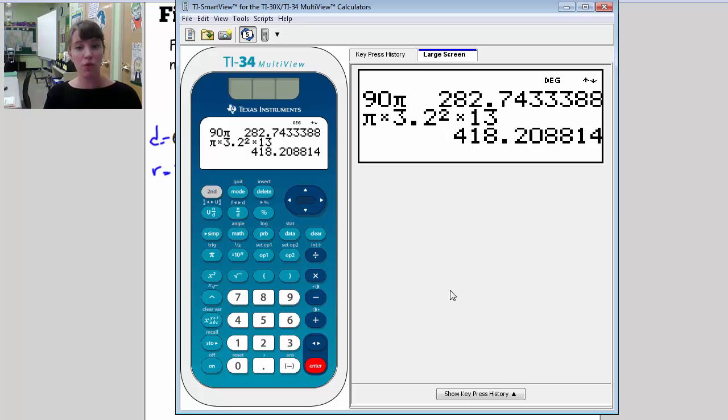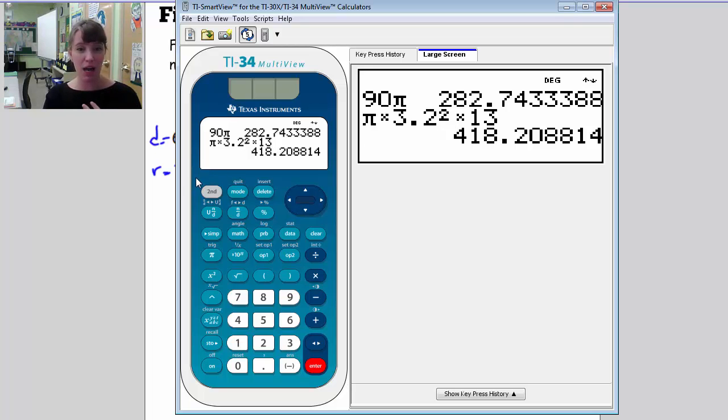Okay, so I have 418.21 if I'm rounding to the nearest hundredth. I have 418.2 if I'm rounding to the nearest tenth. Remember, if I'm rounding to the nearest tenth, I only have to look at this 0 right here, the place value right next to the tenth place, in order to determine whether this number goes up by 1 or stays the same. If I'm rounding to the nearest whole, it would be 418. If I'm rounding to the nearest 10, it would be 420. If I'm rounding to the nearest 100, it would be 400.